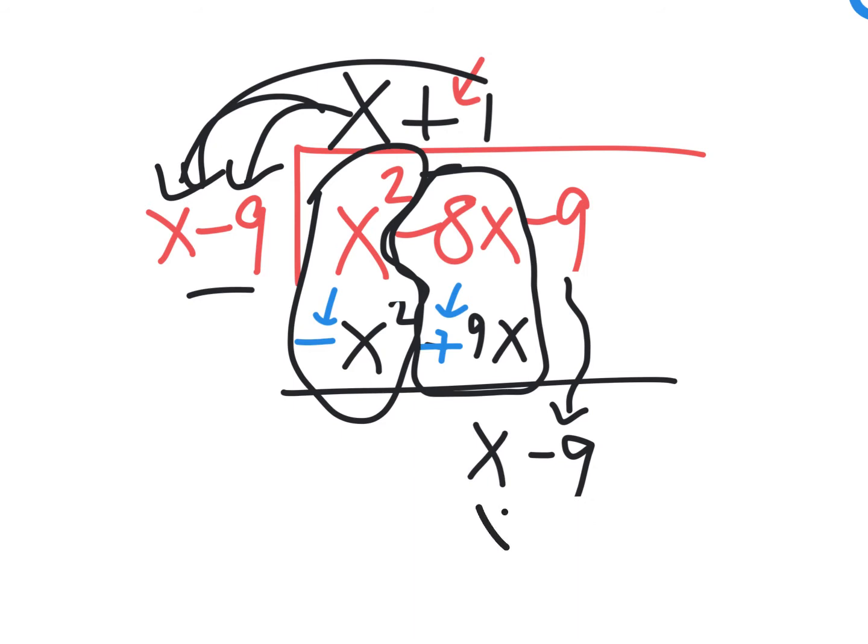One times the x makes x, and 1 times the negative 9 makes negative 9. Then I draw a line, and then, please stick with the process: opposite, opposite, and then you combine them. The x and negative x cancel, and negative 9 and 9 cancel, and yay, I got a 0 remainder.